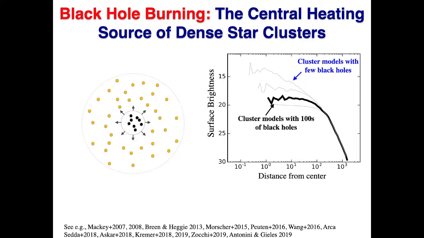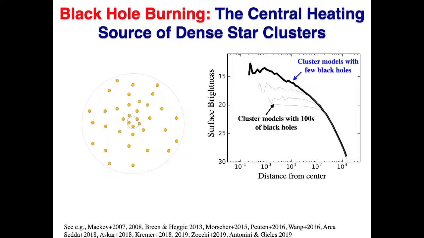So essentially we expect that the clusters that have the largest cores are the ones that still have most of their black holes in their centers. And the most concentrated clusters, the core collapse ones, are the ones that have dynamically processed through their black holes and have ejected nearly all of them.